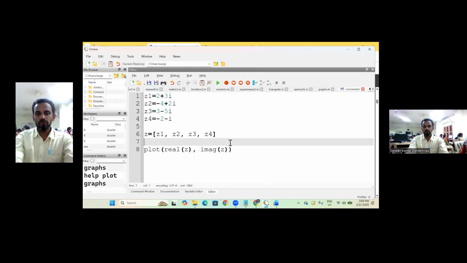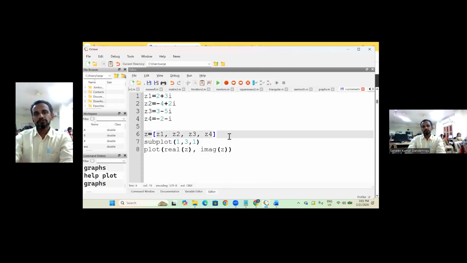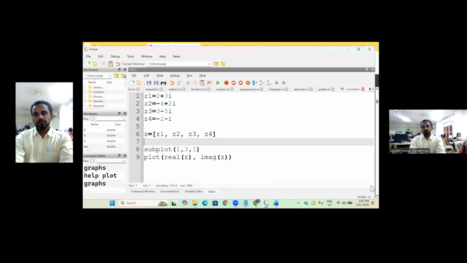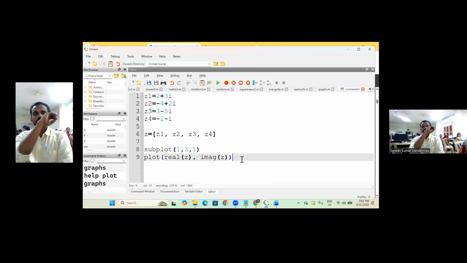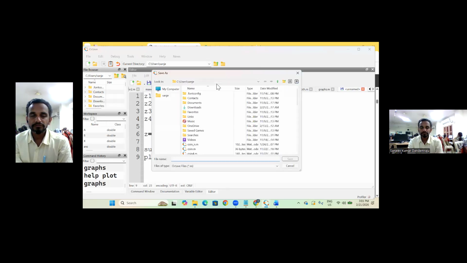Let's say I want one row, three columns. And my first plot is real versus imaginary Z. How to say that?